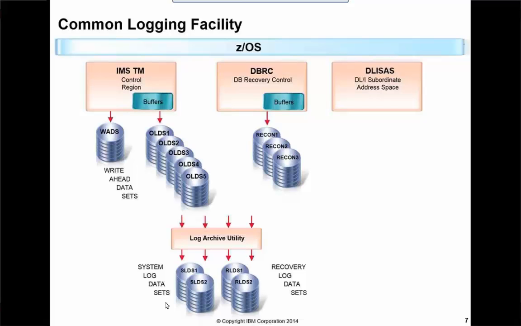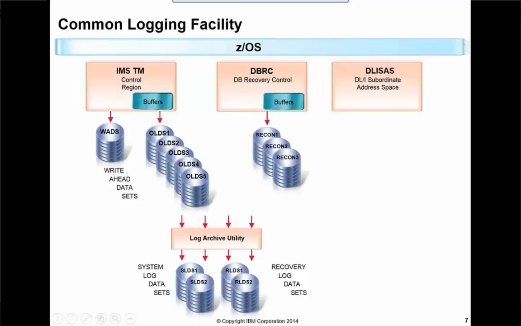You also have the option of telling the log archive utility to take the information that's being copied from the OLS to the SLDS and to extract out database-related information only and put it on a separate data set called the recovery log data set, or the RLDSs. And you'd want to do that if the database takes a hit and you need to recover the database. It's faster to recover the database using the RLDSs as opposed to the SLDSs. Because remember, the SLDS has all the log records, whereas the RLDSs only have database change-related log information.